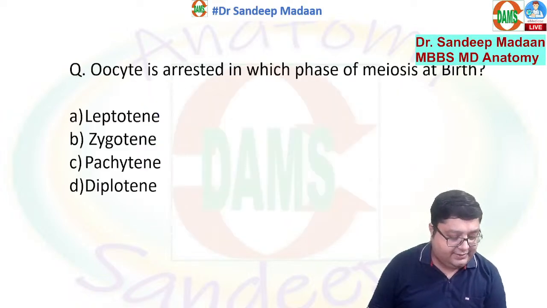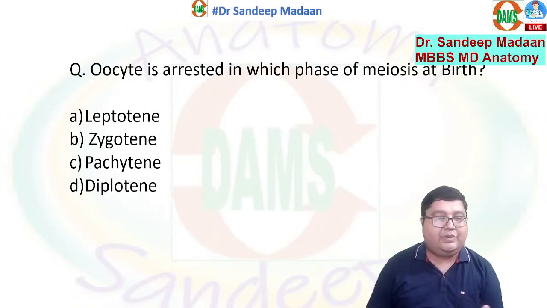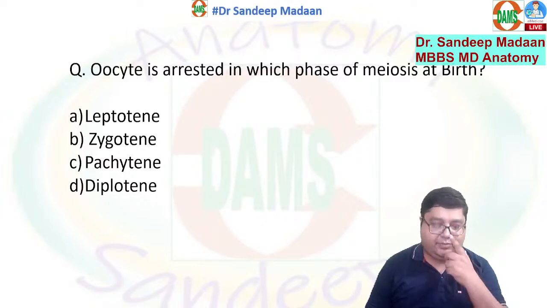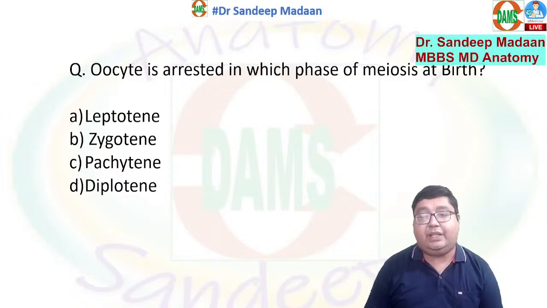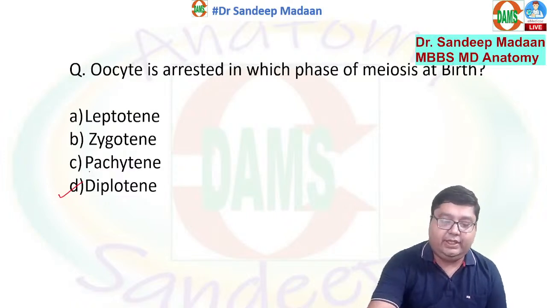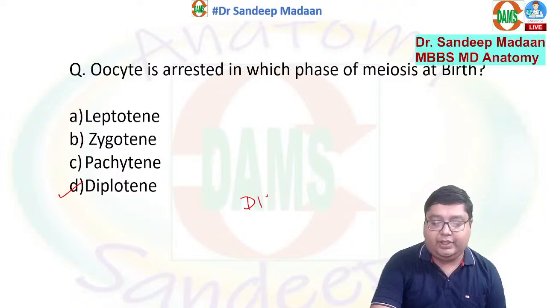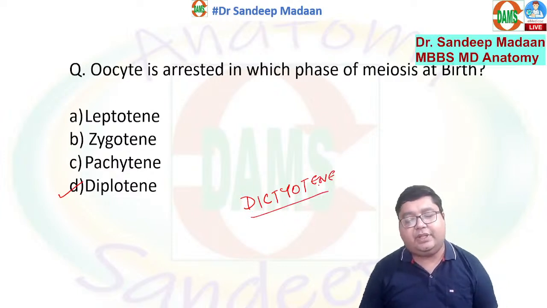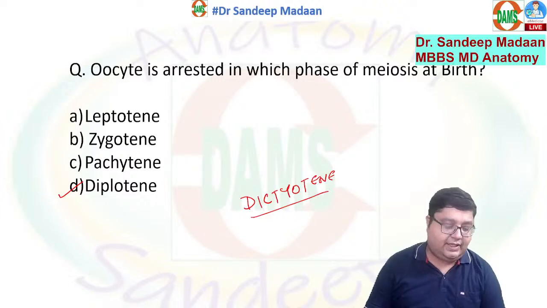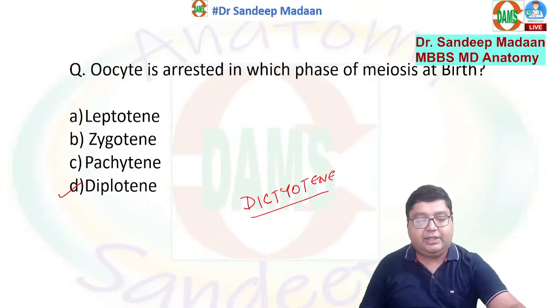Okay, dear friends, now this question is again from general embryology. The oocyte is arrested in which phase of meiosis at birth? What's your answer? Straightforward. We can say diplotene. We can also say dictyotene. Dictyotene or diplotene stages have the same meaning. The only difference is that the embryology book says diplotene, while the gynae book, the clinical book, says dictyotene. Otherwise, they mean the same.